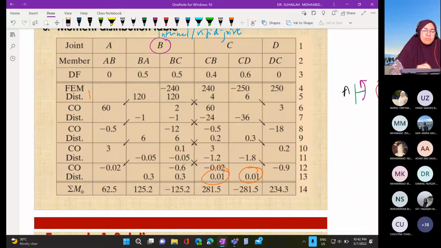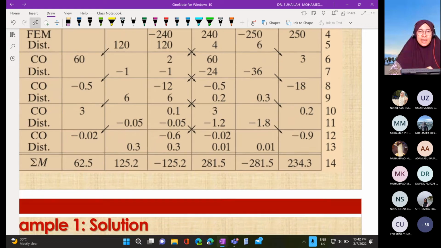Bila stop, you have to total all the moment. Start from the first moment in the table, which is start from FEM lah. So total semua ni, then you will get the end moment. So this is member end moment.